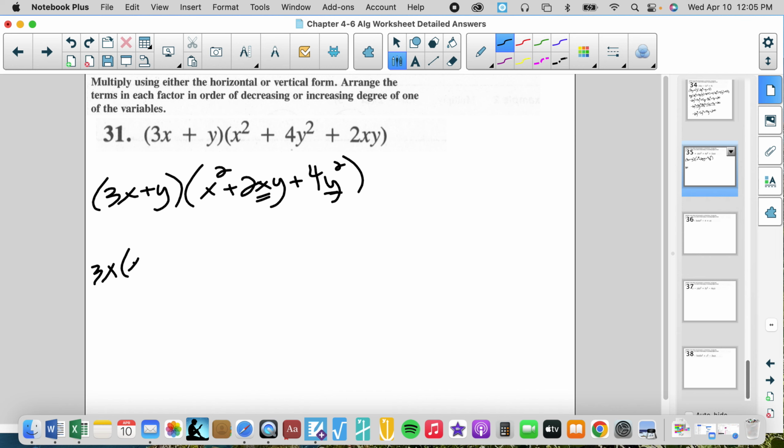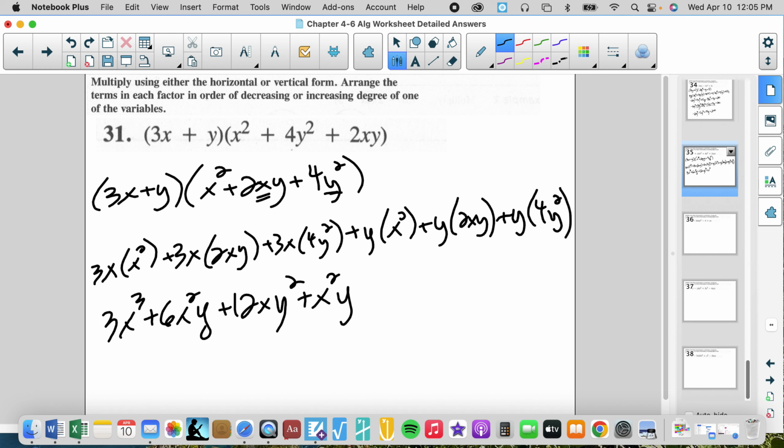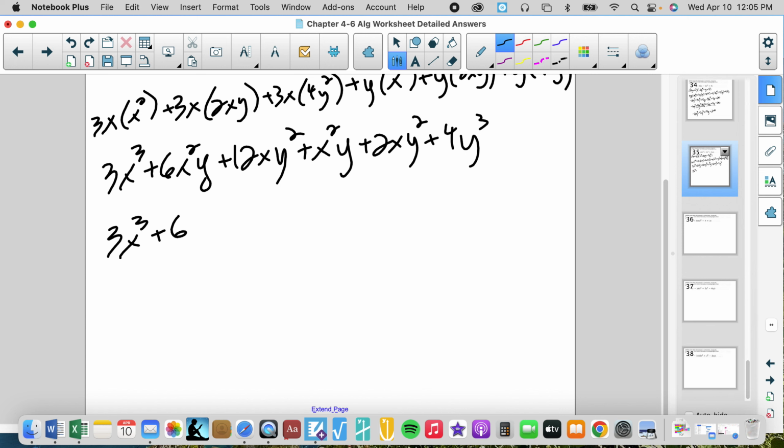So 3x times x squared plus 3x times 2xy plus 3x times 4y squared plus y times x squared plus y times 2xy plus y times 4y squared. 3x to the third plus 6x squared y plus 12xy squared plus x squared y plus 2xy squared plus 4y cubed. 3x to the third plus 6x squared y plus x squared y plus 12xy squared plus 2xy squared plus 4y cubed.